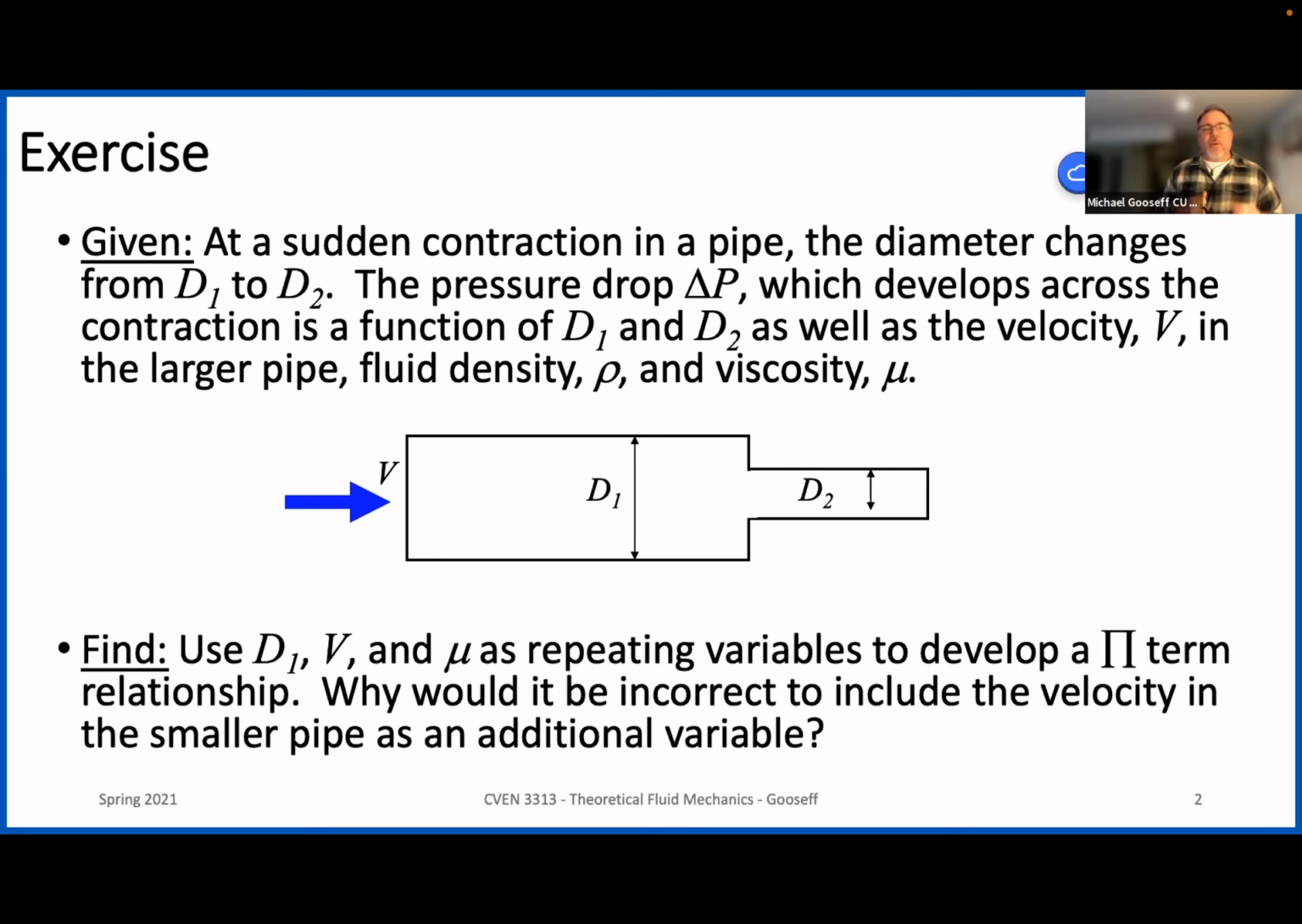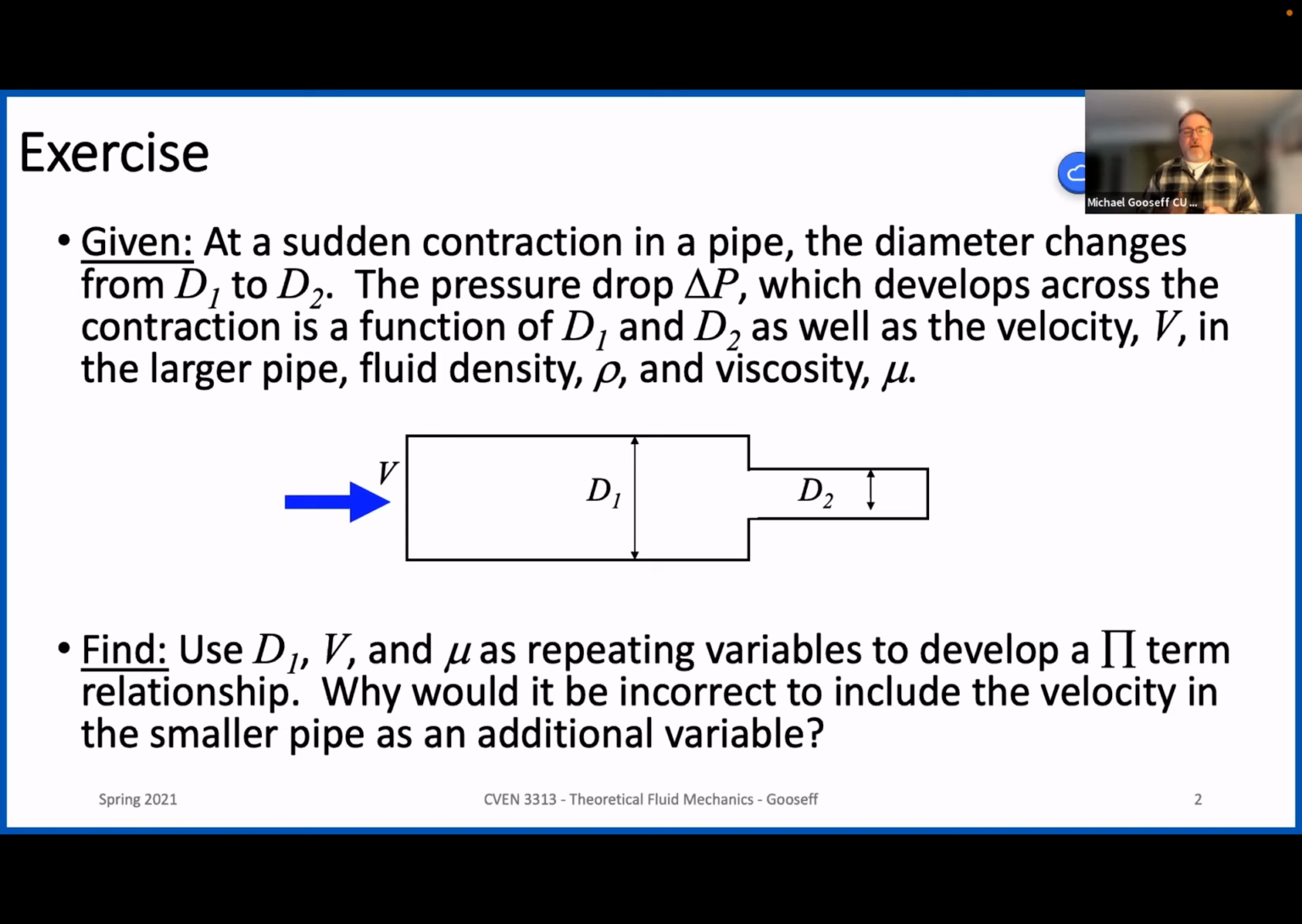So what we're being asked to find is use D1, V, and mu as repeating variables to develop a pi term relationship. In other words, pi 1 is equal to phi as a function of pi 2, 3, 4, however many we need. We'll go through the evaluation of that here in just a second.